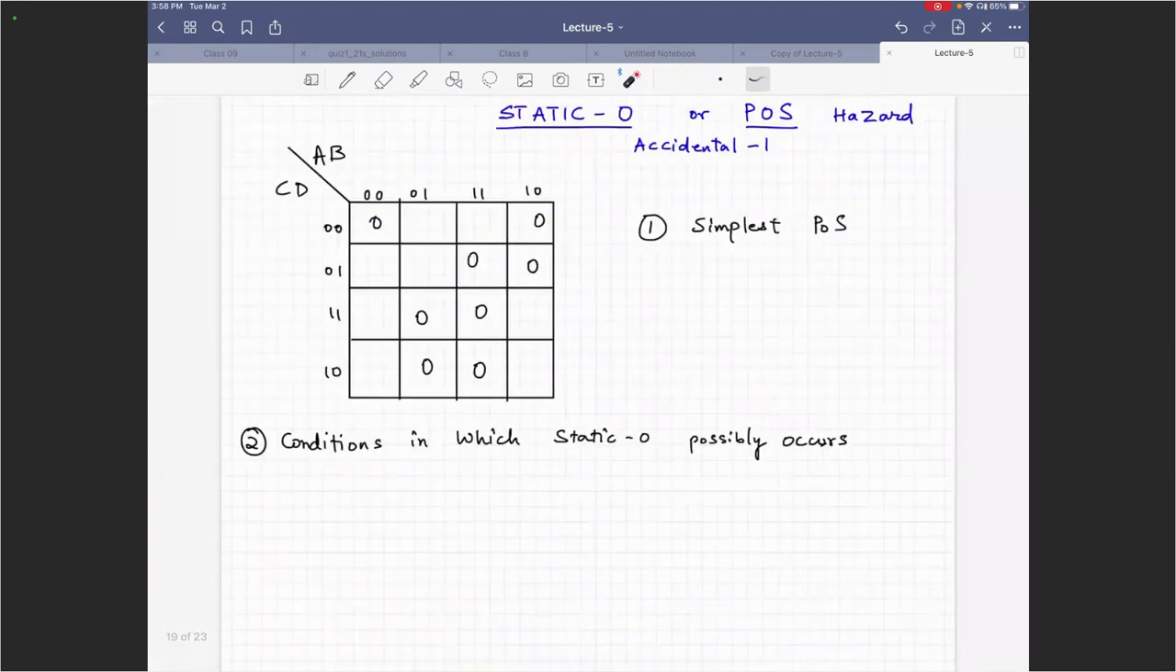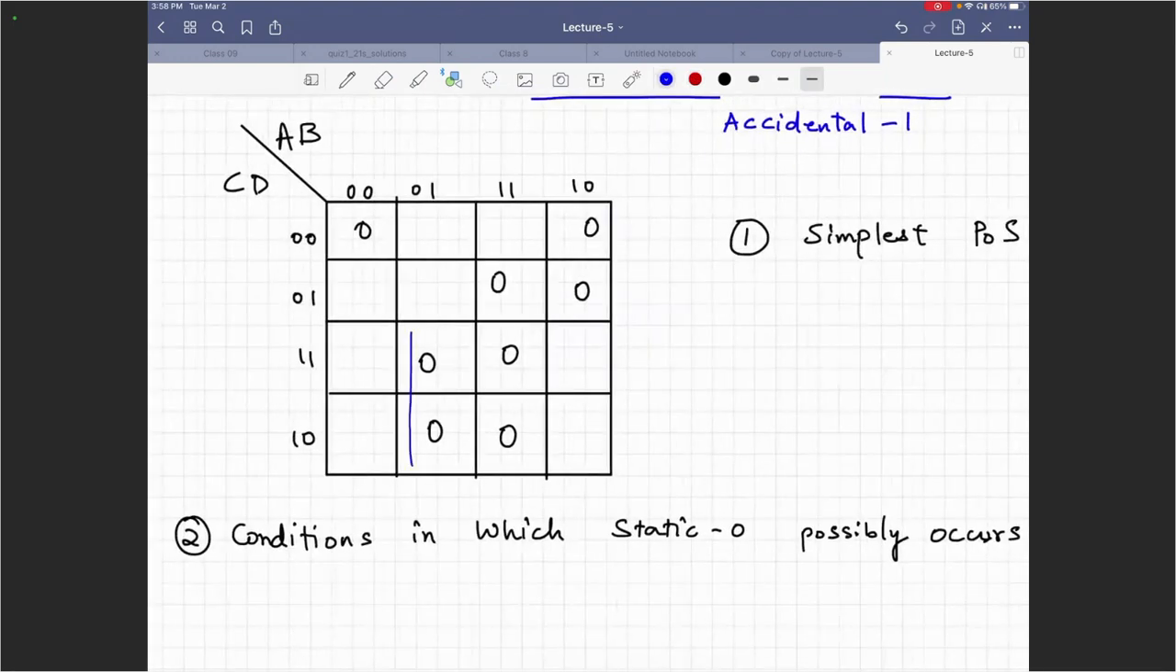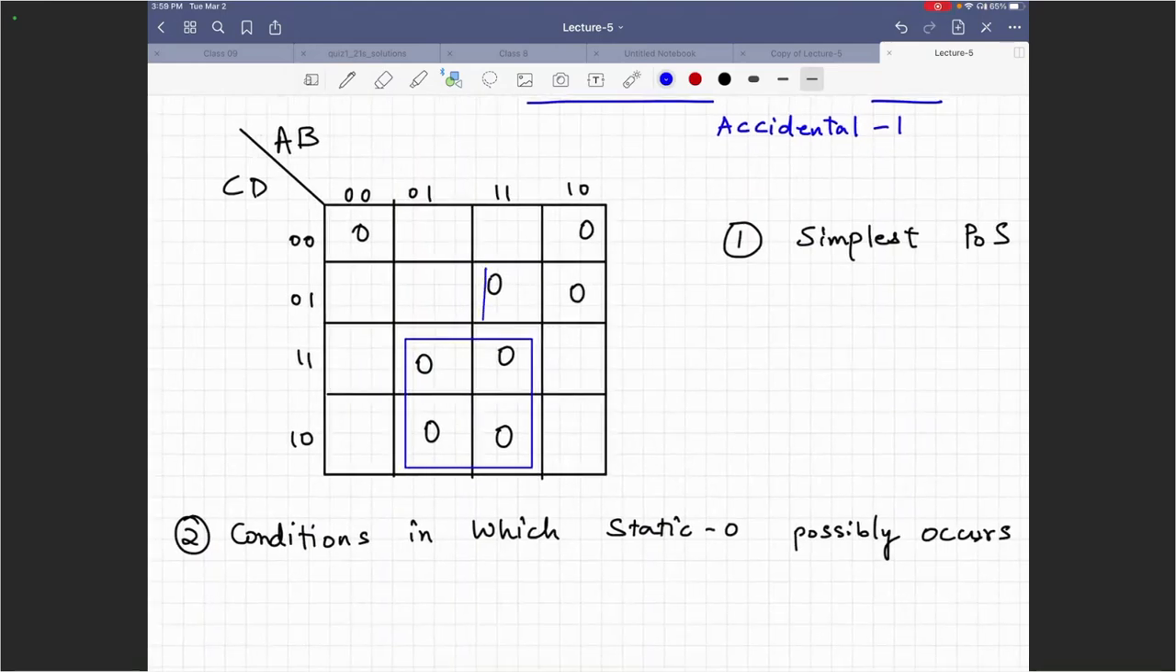Let us turn our attention to a static 0 or a product of sums hazard in which we get an accidental 1. So now we have certain zeros listed in the K-map. Again, we are going to try to do the simplest POS and then we'll start to identify the conditions. So how about the simplest POS? I see a group of four zeros there. Then I see a group there. And lastly, I see a group there. So I've got three groups there.